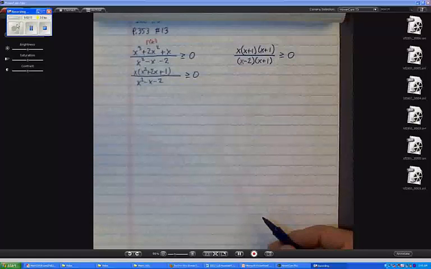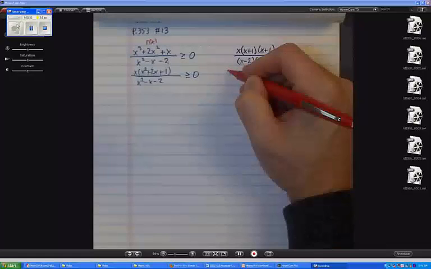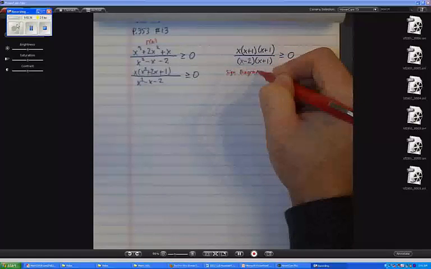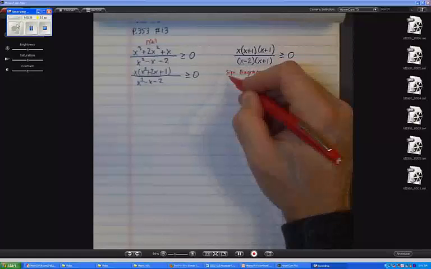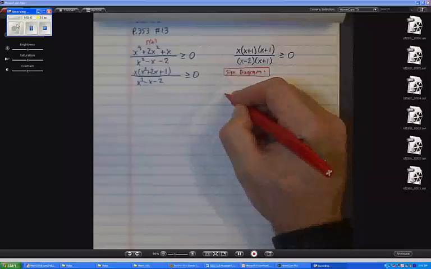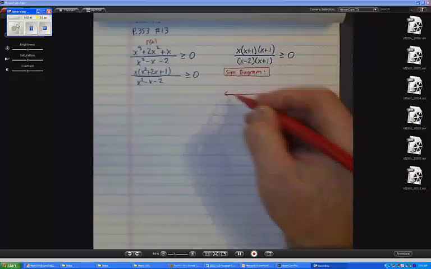Okay. Now, it did not tell me to graph, but I'm going to tell you that you could graph that left-hand side, couldn't you? And you have to know some of those things if you want to go ahead and now do a sign diagram. So we're going to do a sign diagram. What important points do you think I should put on the number line?